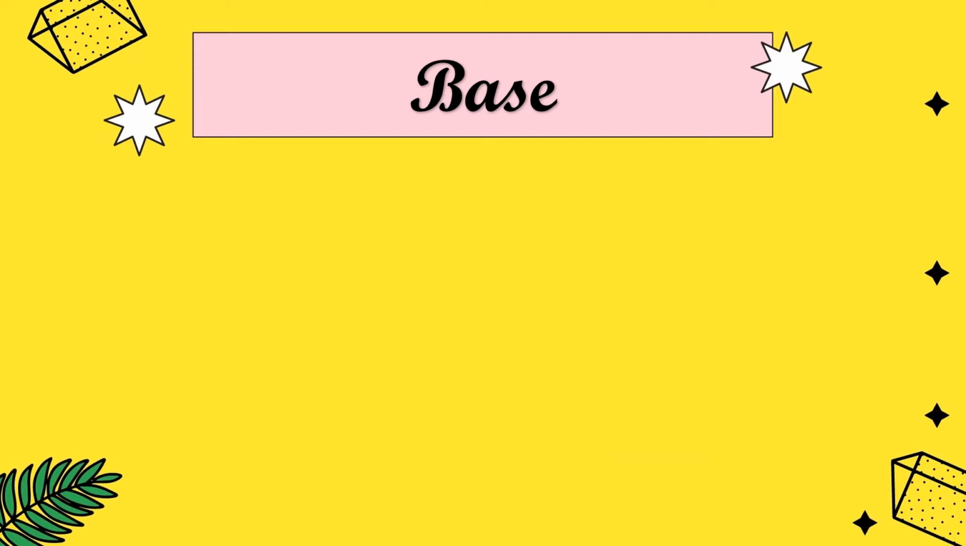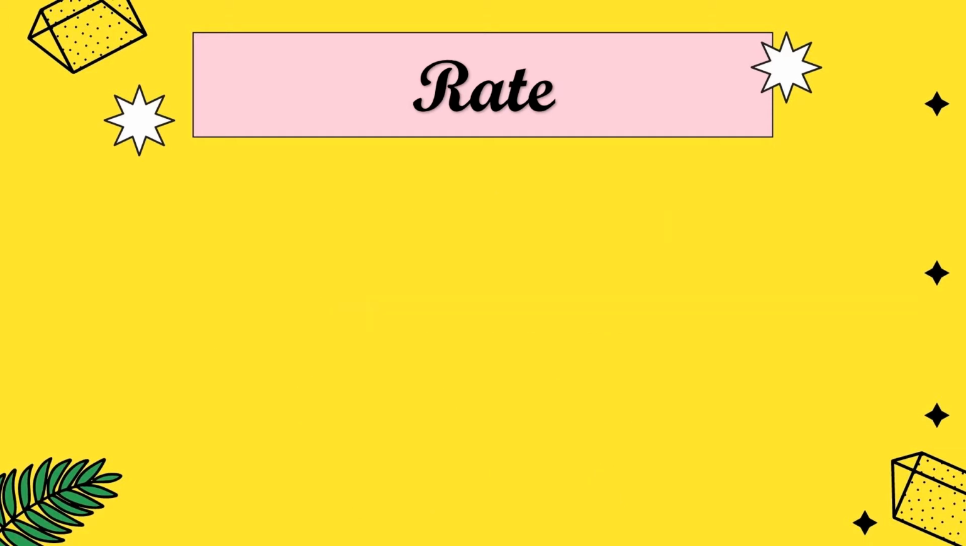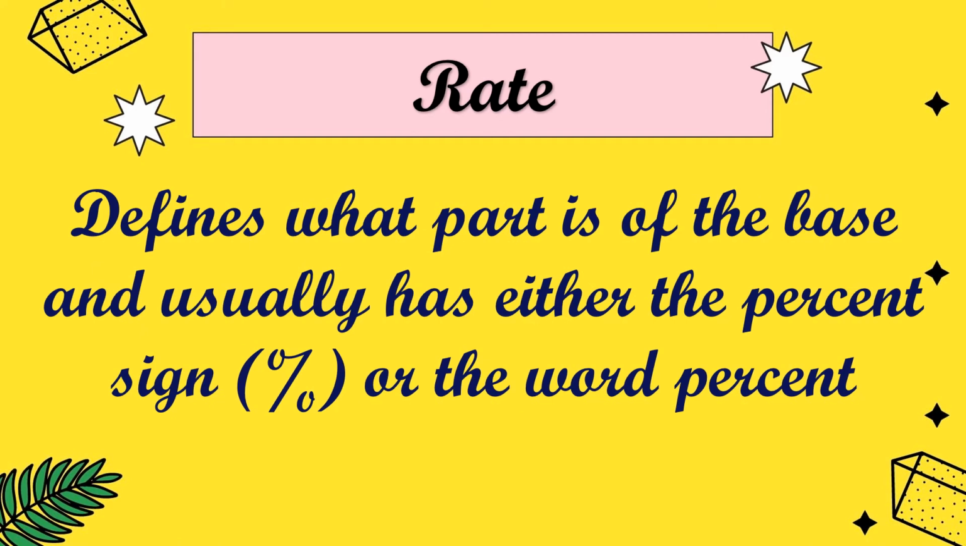Next element is the base. Base is the number that represents the whole or entire amount. In other words, it is the original amount. The last element is the rate. Rate defines what part is of the base and usually has either the percent sign or the word percent.